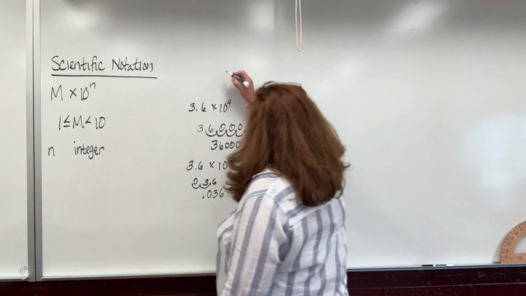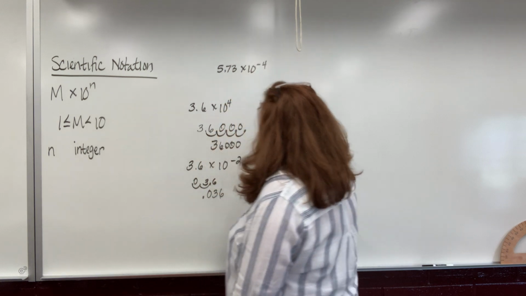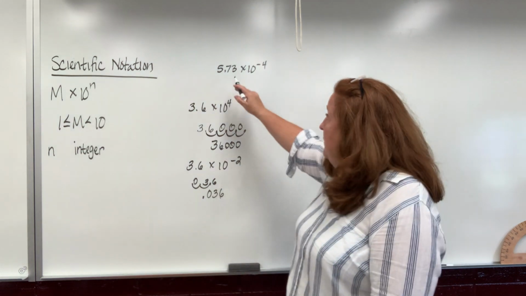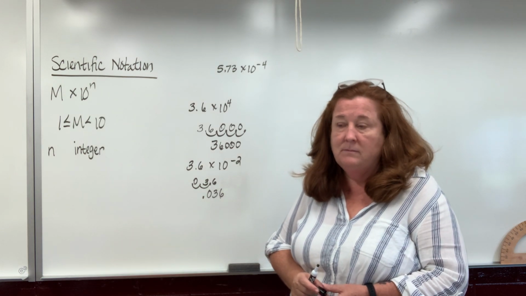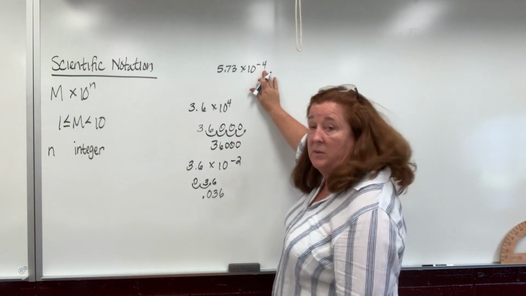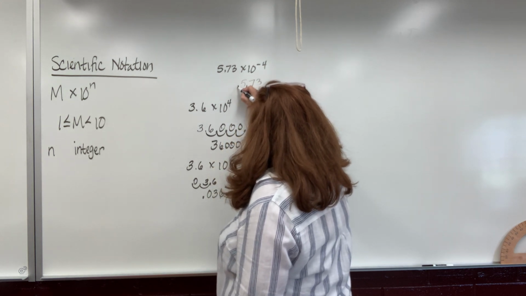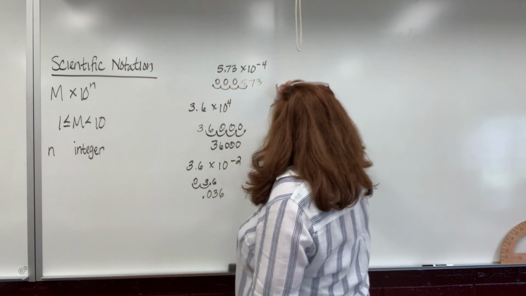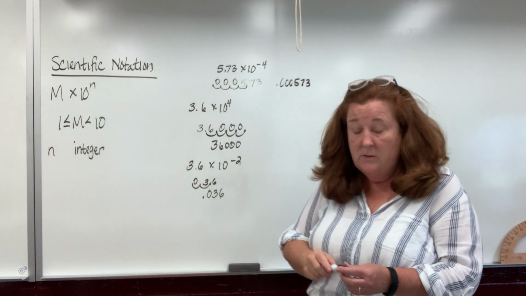Try one. 5.73 times 10 to the negative fourth. Pause the video, put that as a decimal or a whole number. So take 5.73 times 10 to the negative fourth and make it a decimal or a whole number. The negative 4 means that you're going to make it a smaller number by 4 place values. So you start out with the 5.73 and then you move it. 1, 2, 3, 4, and fill in with zeros. So the answer is 0.000573. That's how you do scientific notation.